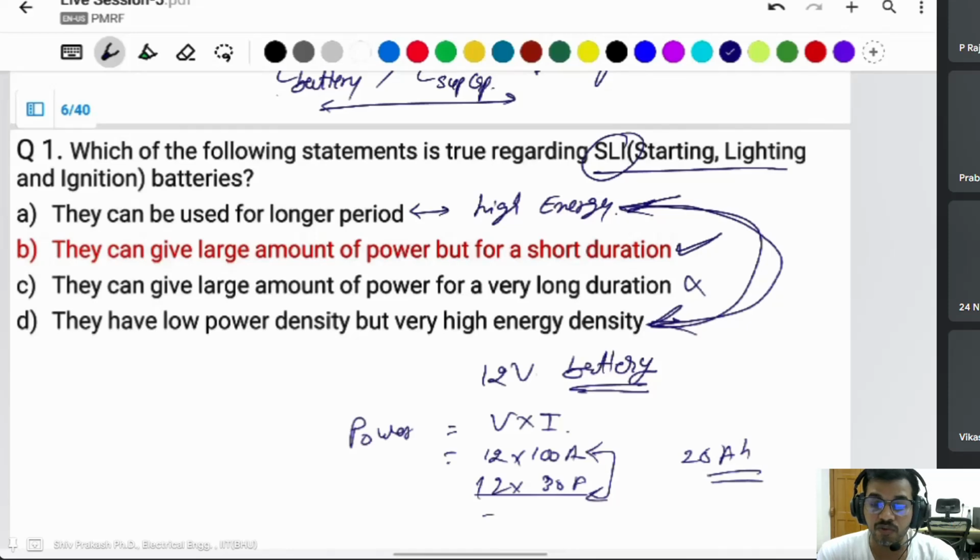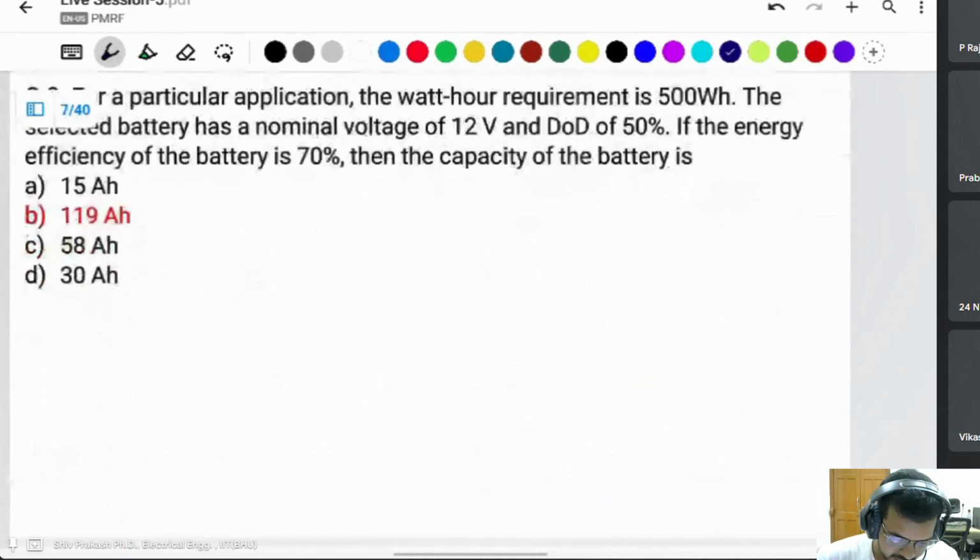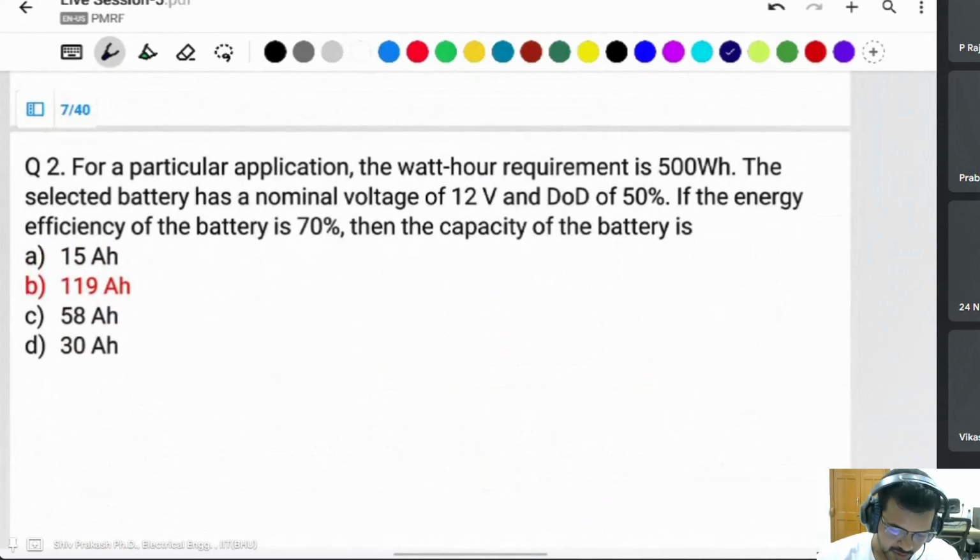But for this one, you know about the switching. If you take a self start for a bike, it will start quickly, and it draws a large amount of current at that moment. This one is known as the SLI battery, which is used in cars and bikes. Okay, coming to the next question.